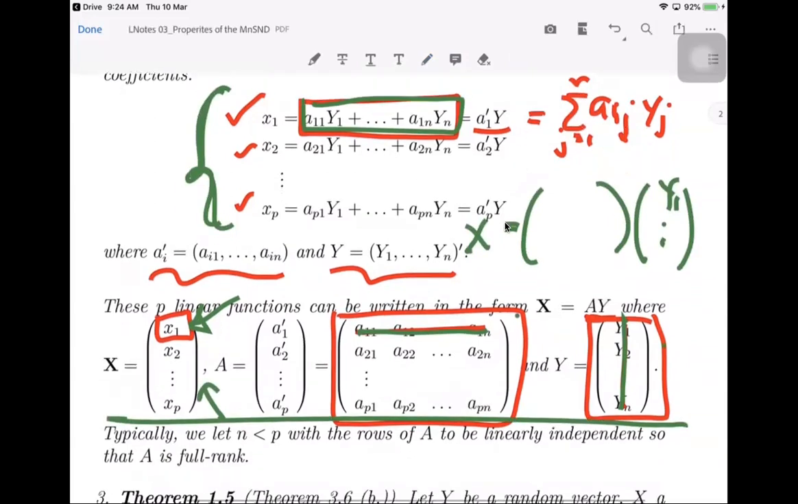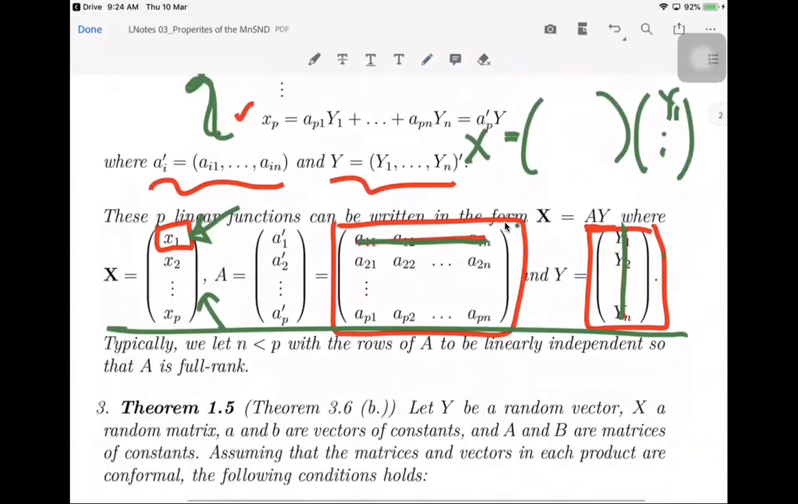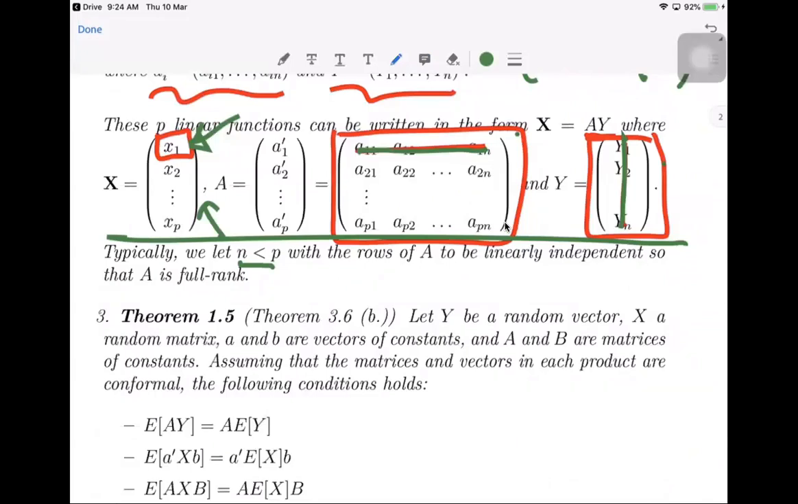So typically, N is less than P, with the rows of A linearly independent, so that A will be of full rank. What we want is, for it to be linearly independent, the columns also should not be expressed as a linear combination of the other columns. So we want N to be less than P.